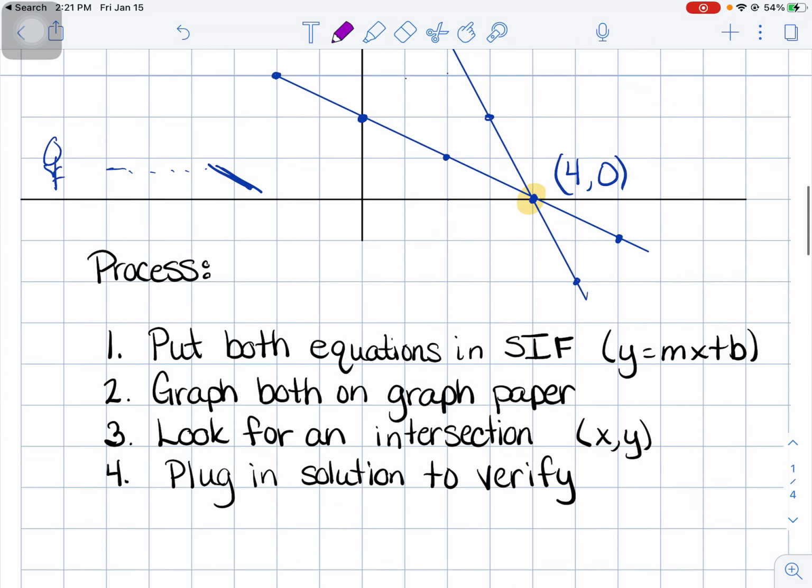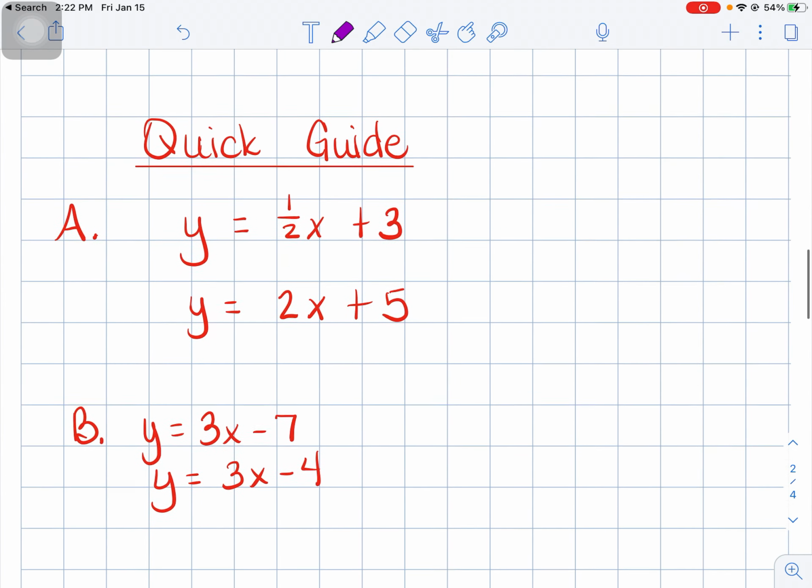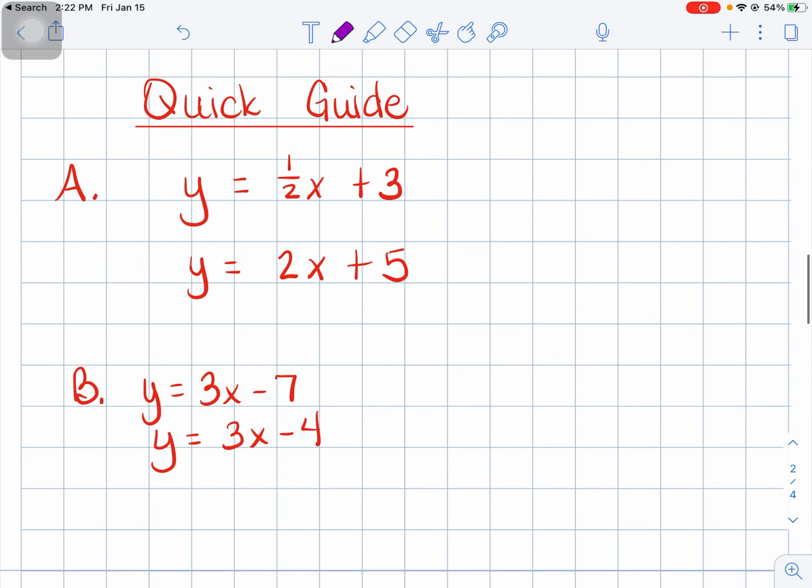Okay? Now, here's the process that we went through. We put both equations in slope-intercept form, which is the y equals mx plus b. We graph both of the lines on graph paper, and we look for an intersection. And then we plug that intersection, that point coordinate pair, into our original ones to verify that it actually works. Now, there's a quick guide that'll help you look at problems first before you spend the time graphing to see if it's going to have a solution or not. So remember, we can have one solution, no solution, or infinitely many solutions.